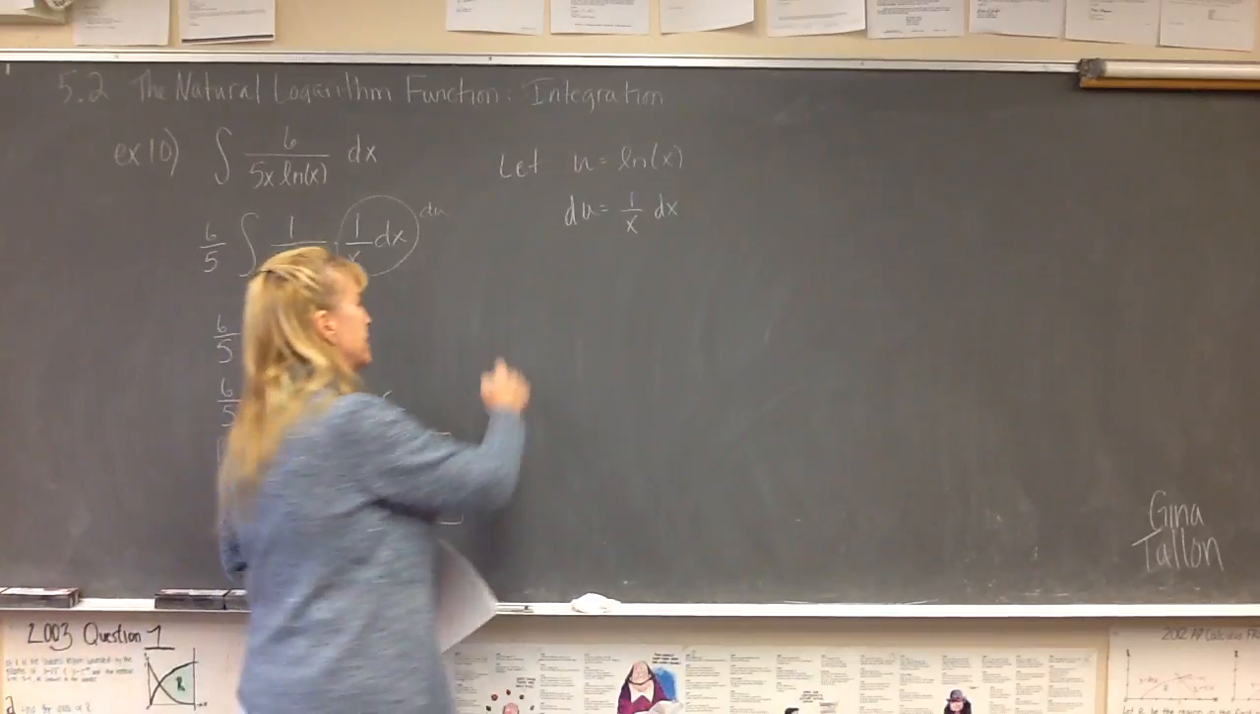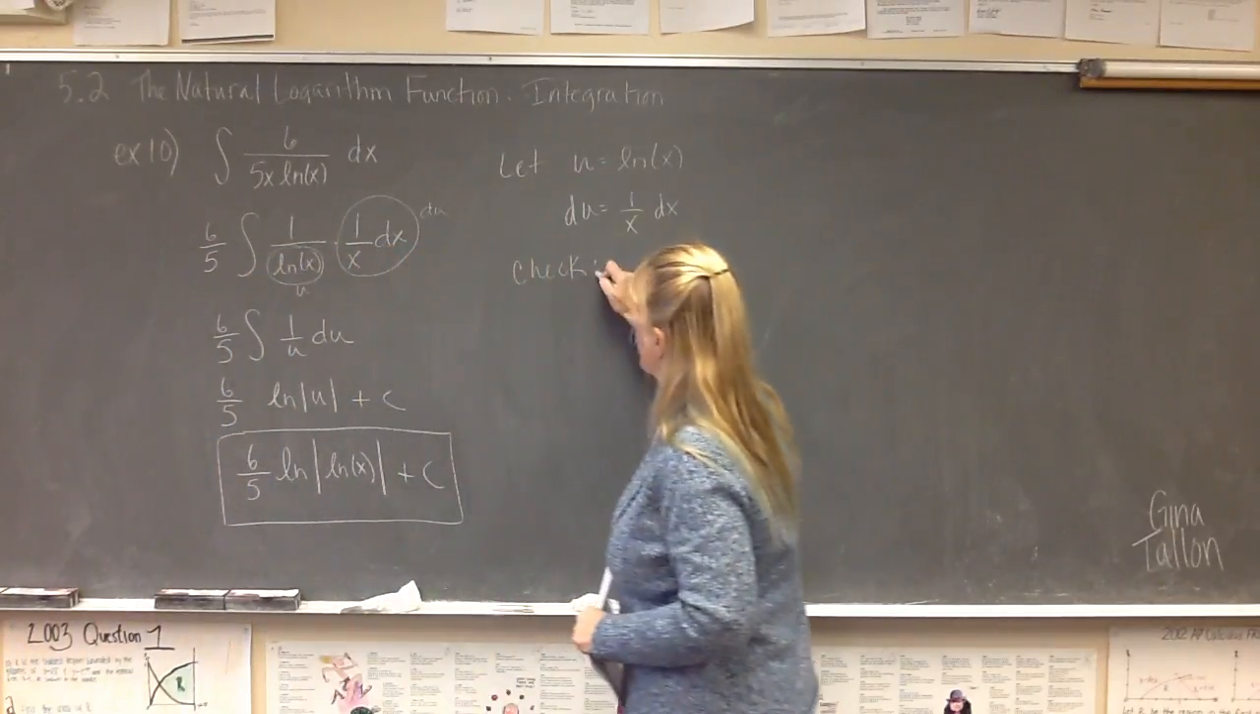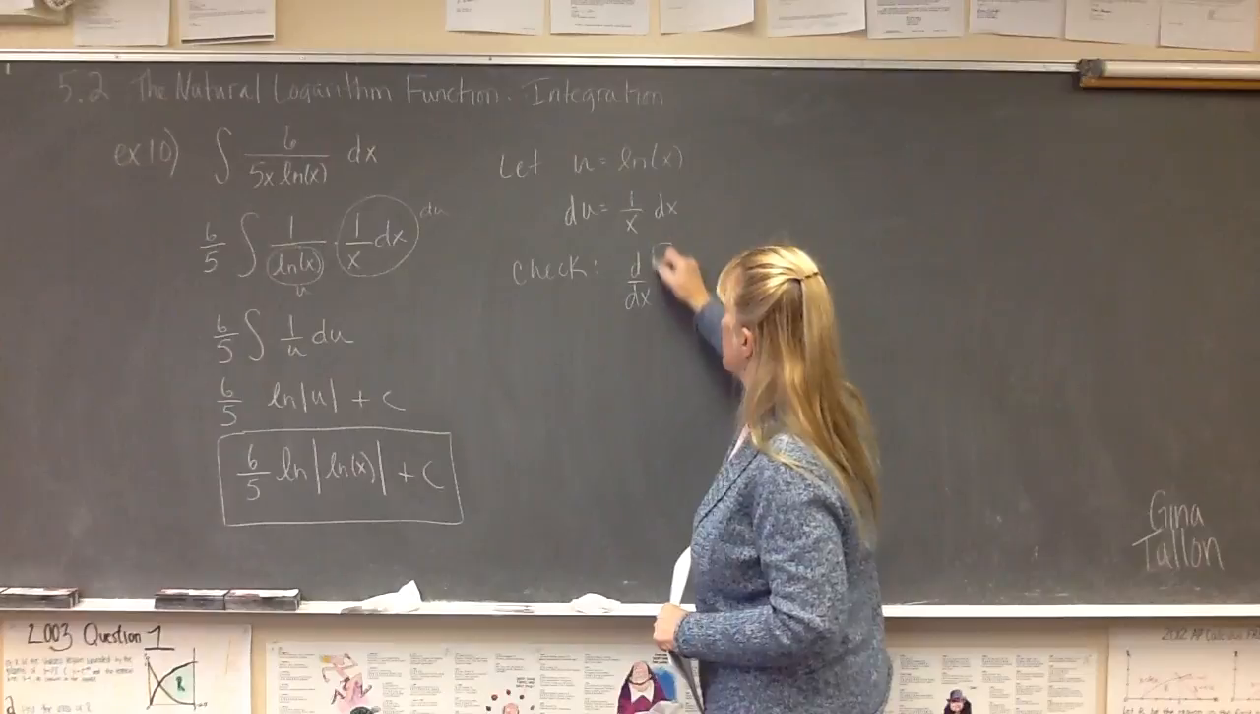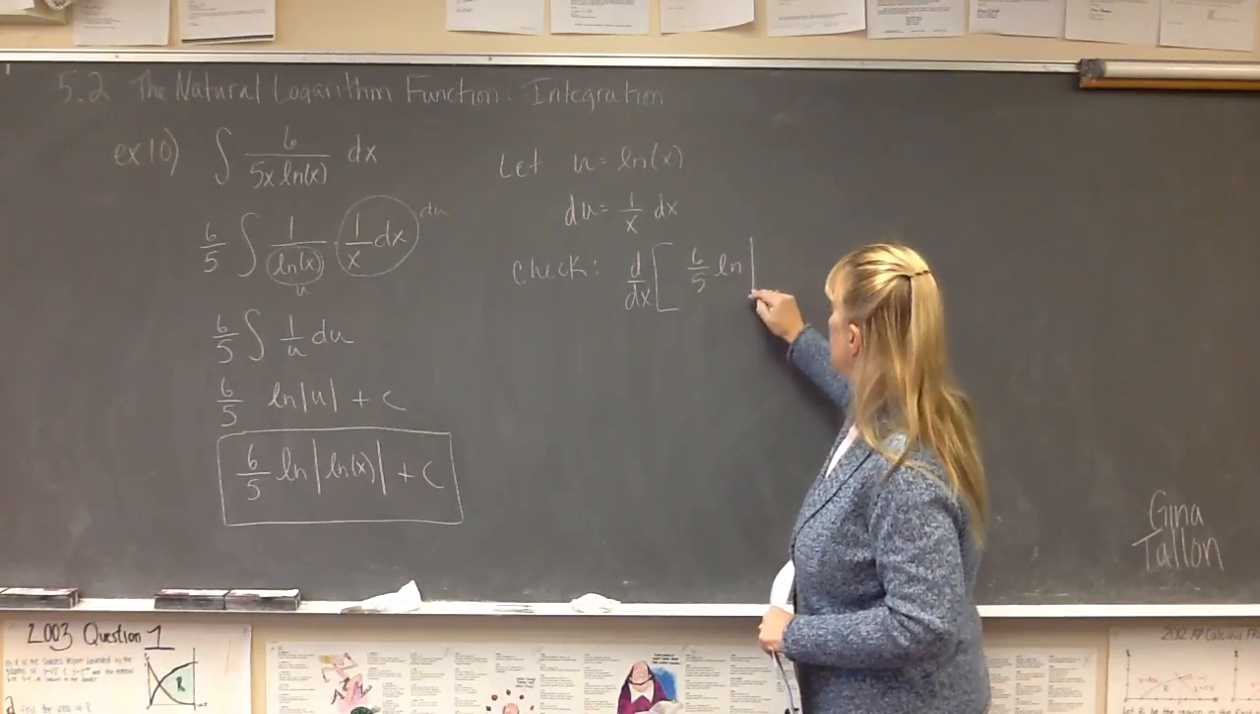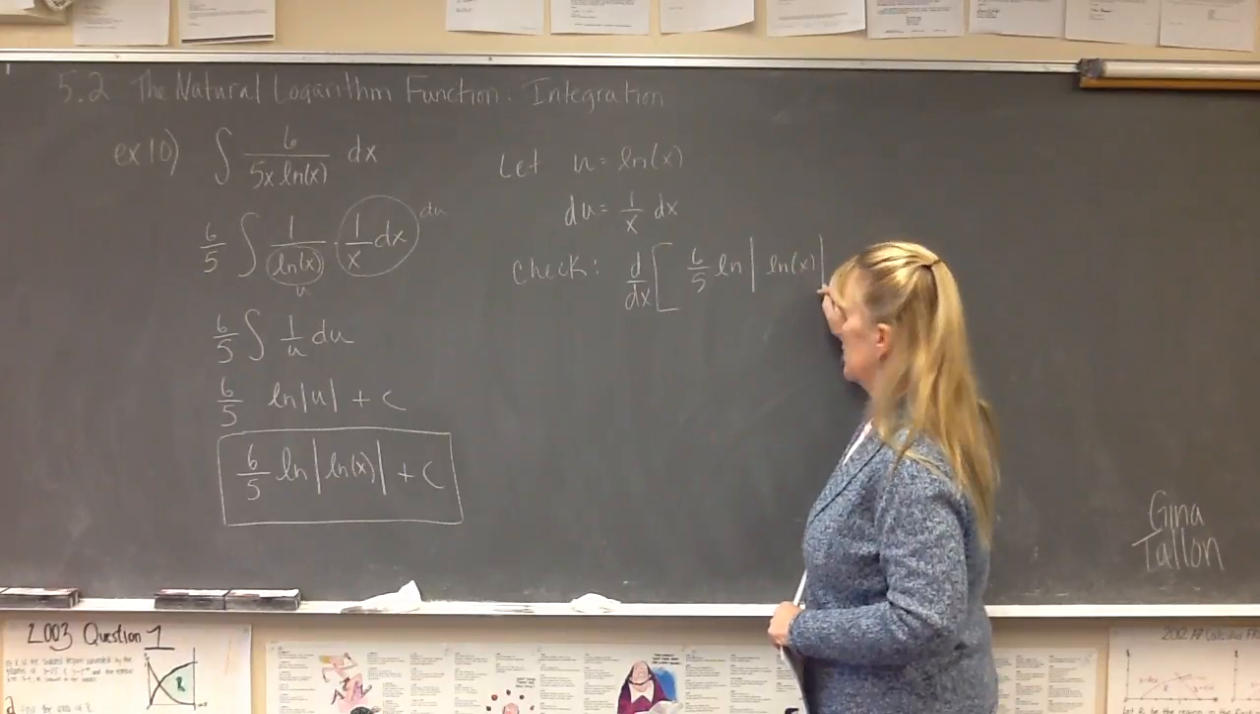Okay? Let's check this one. Let's take the derivative with respect to x of whatever I boxed right there. 6/5 natural log of the absolute value of the natural log of x plus c.